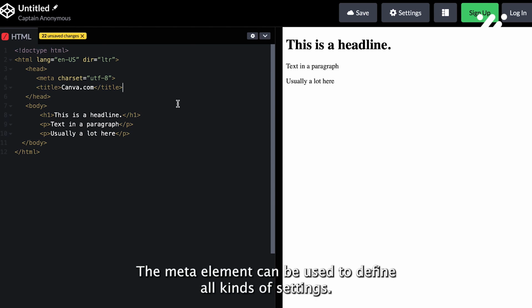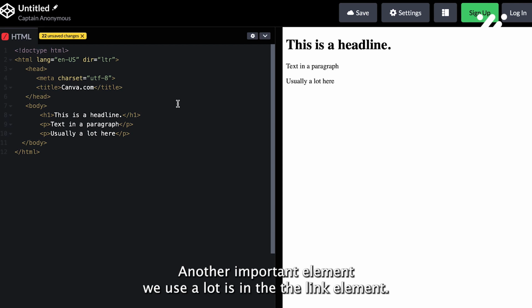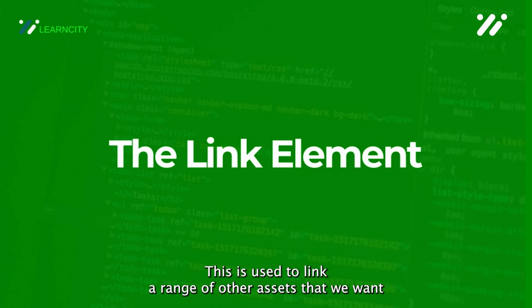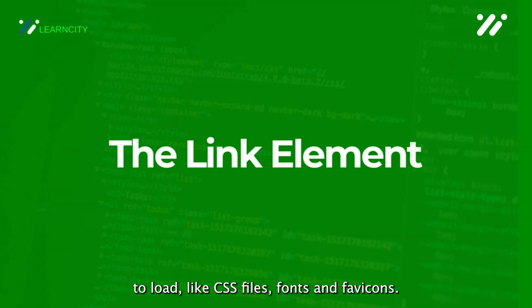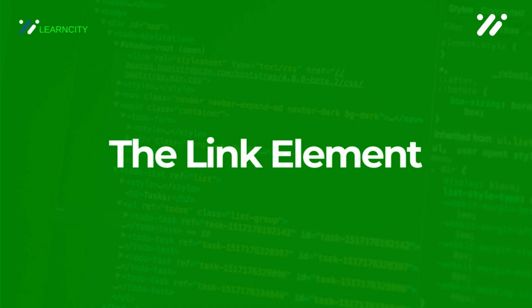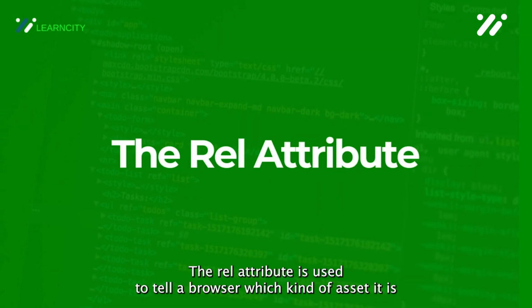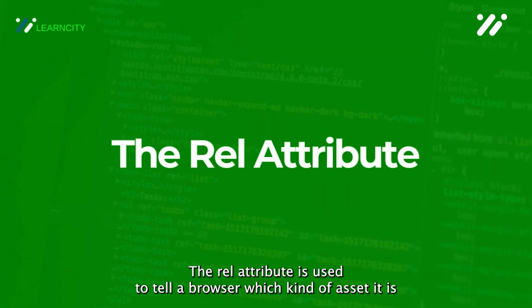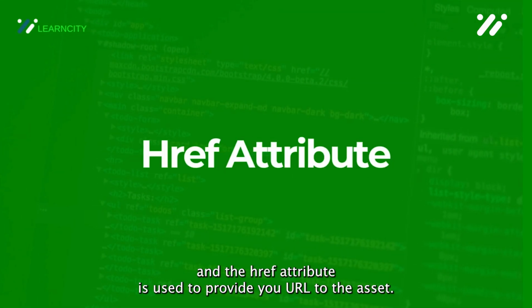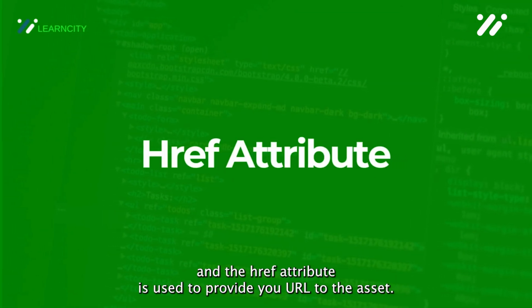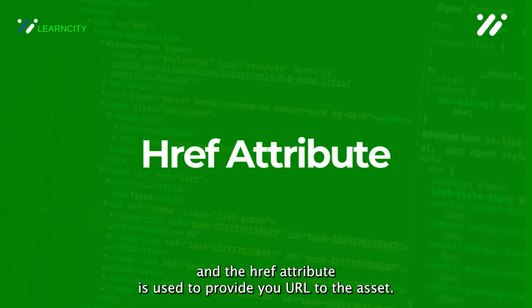The meta element can be used to define all kinds of settings. Another important element we use a lot is the link element. This is used to link a range of other assets that we want to load, like CSS files, fonts, and favicons. The rel attribute is used to tell a browser which kind of asset it is. And the href attribute is used to provide the URL to the asset.